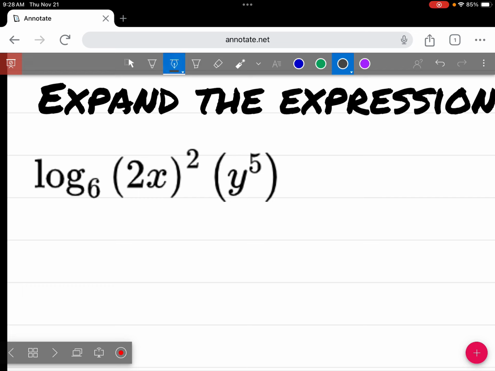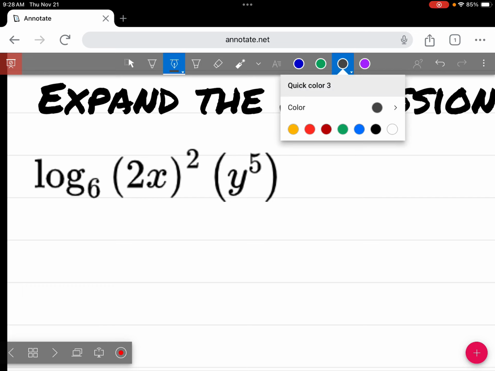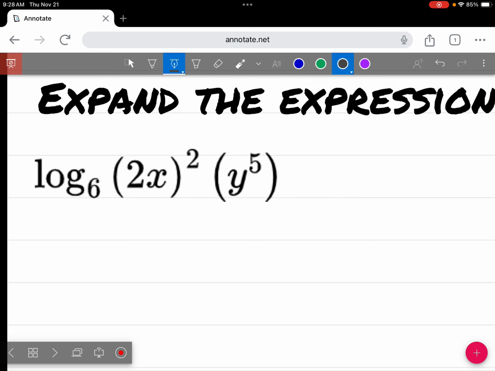I think it's easier to simplify this expression so that it doesn't have parentheses over here. Because we could rewrite this as log base 6 of 4x squared, or 2 squared x squared, y to the 5th. And we'll get to the same answer either way. It might look slightly different, but you can do that.